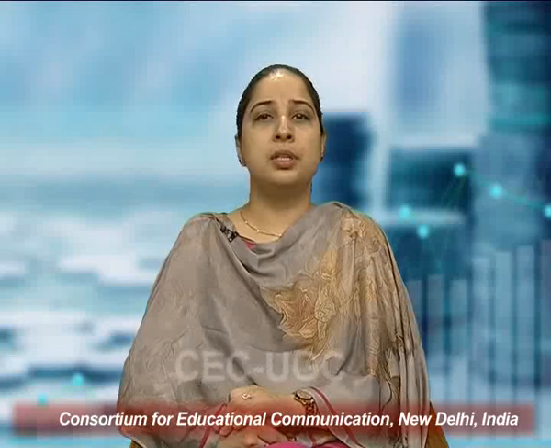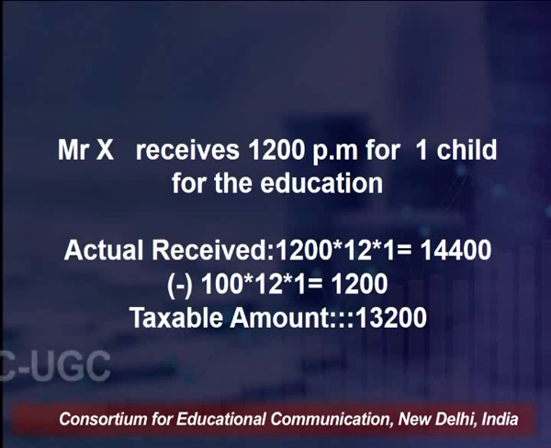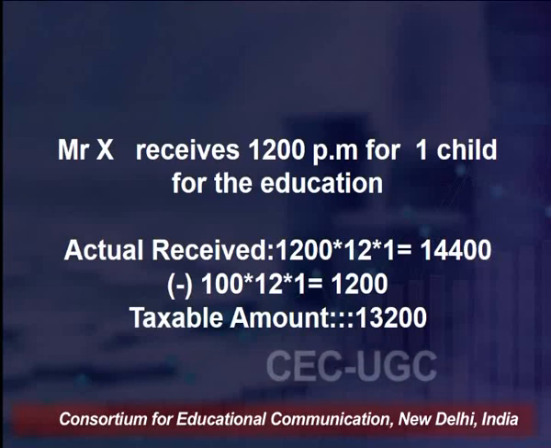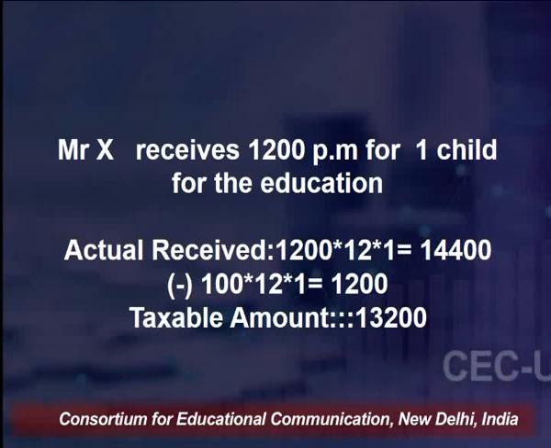Now, take another example. For example, let's say Mr. X receives 1200 per month for one child for the education. Now, he is receiving 1200 per month, that means for the 12-month period and for the one child. So, he is receiving 14,400 as your children education allowance.